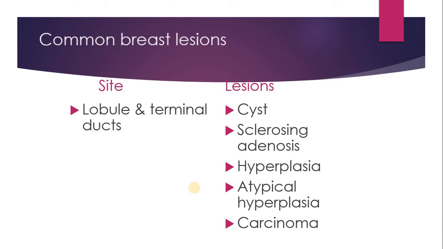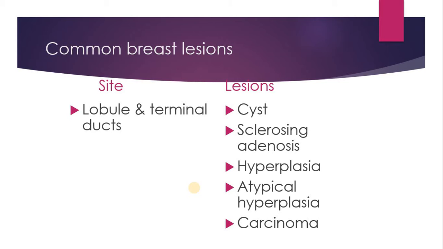Common lesions originating from the lobule and terminal duct, from the anatomical aspect, are cyst, sclerosing adenosis, hyperplasia, atypical hyperplasia, and carcinoma.